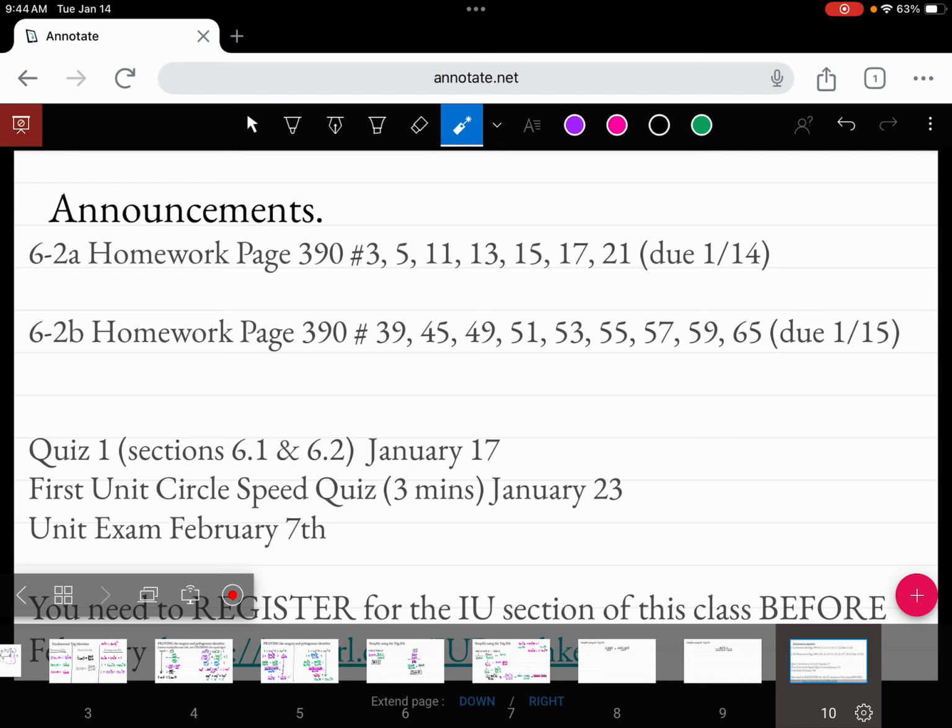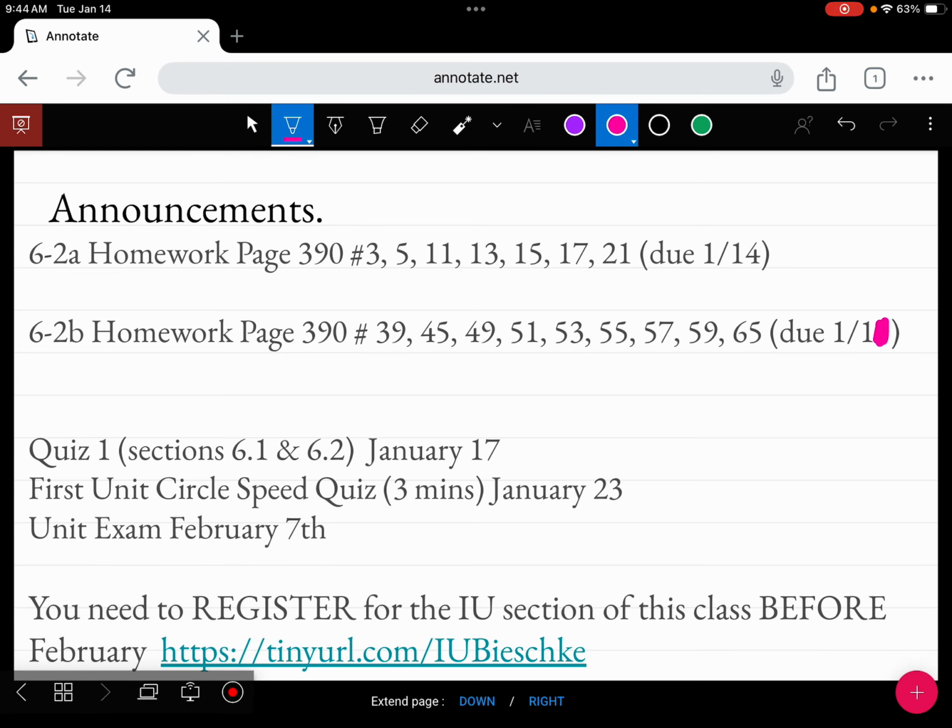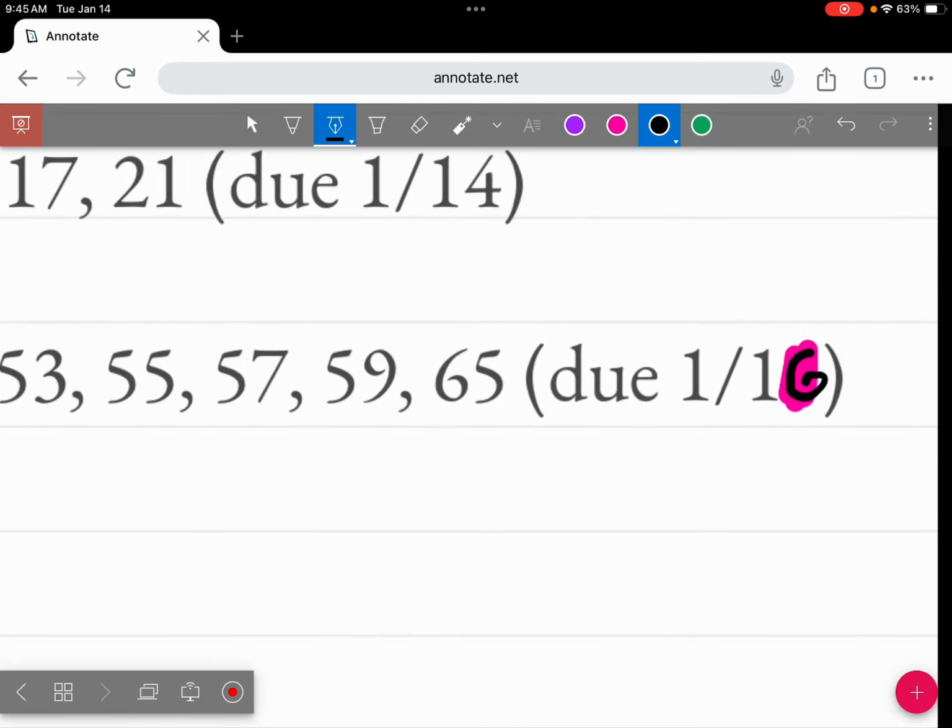So, let's see that date. I don't think that date's right. We're going to do 1 16 on 6-2. That's 6, 16. There we go. I don't know why I did that in pink instead of white, but I did.